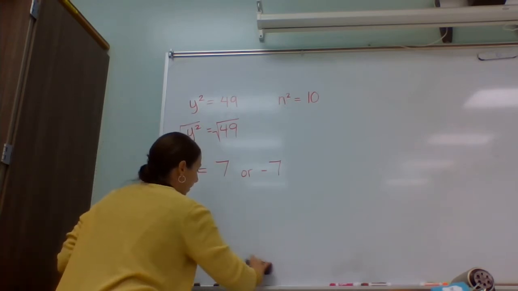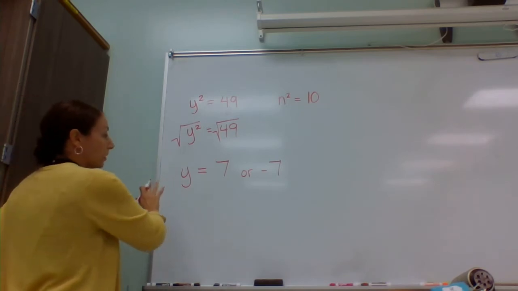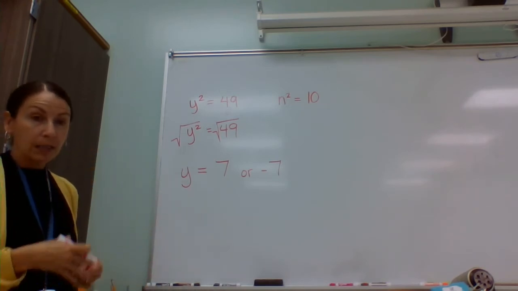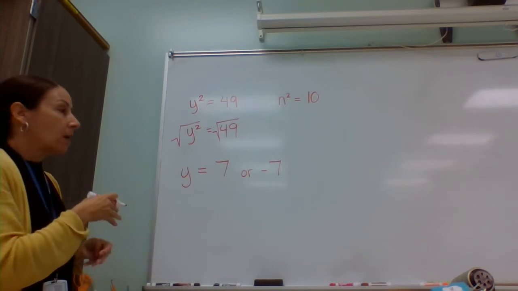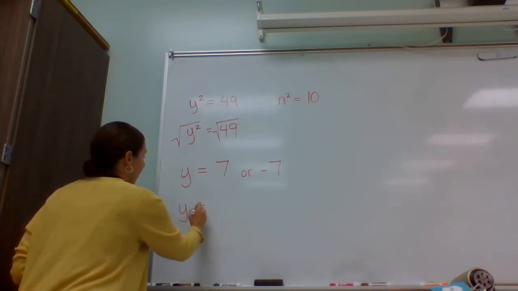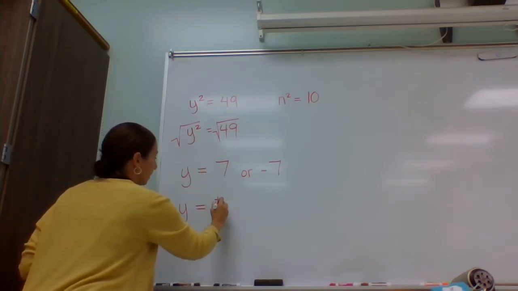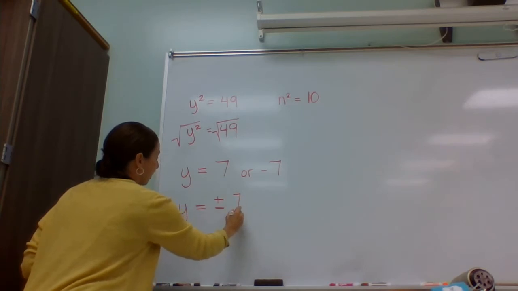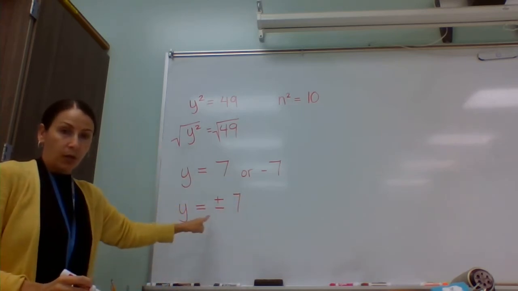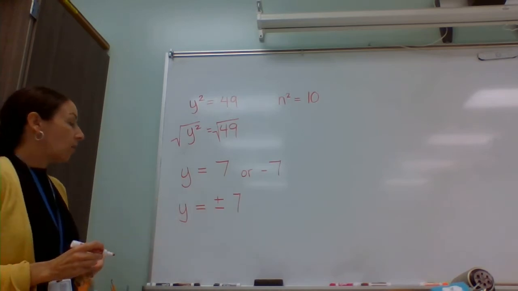The final thing I showed you yesterday was that sometimes mathematicians don't love to write a ton. We like to make things short and use symbols as much as possible. So a lot of mathematicians would write the answer to this equation as y is equal to plus or minus 7. This is just a shorthand way of saying that the solution can be 7 or negative 7.